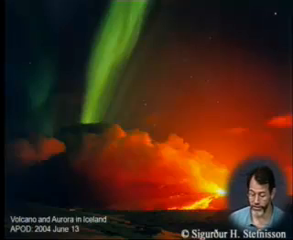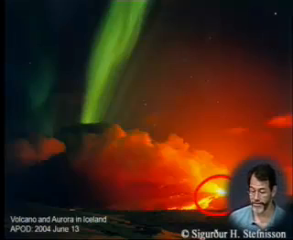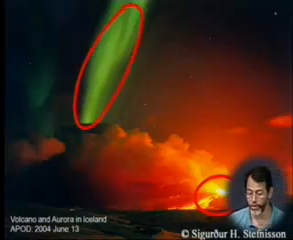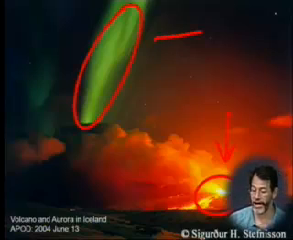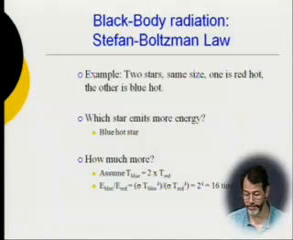Here's another beautiful picture, an eruption in Iceland where you see very hot stuff and, actually, this isn't actually green hot. You see aurora at the top. This is glowing from black body radiation. This is not. So there can be other types of radiation emitted.